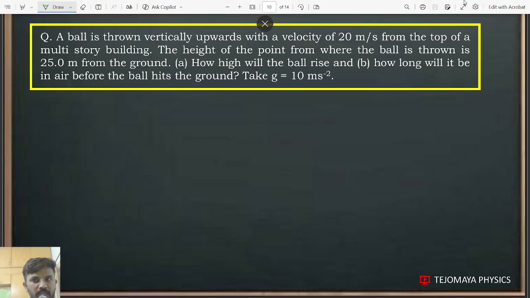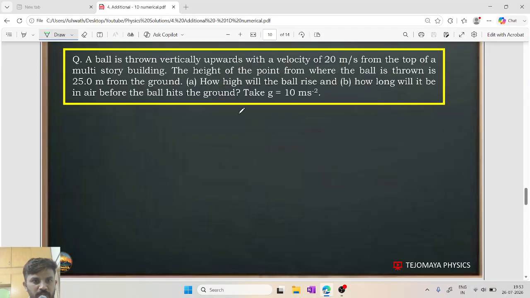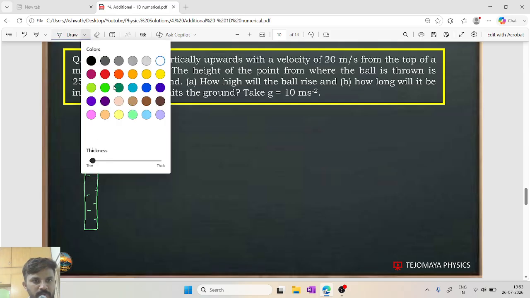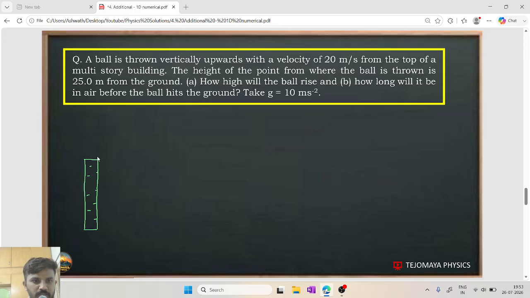First, let me write the diagram for this. Here we have a multi-story building. A ball is thrown upward with an initial velocity, so that because of that it goes up and comes down. This is the ground.